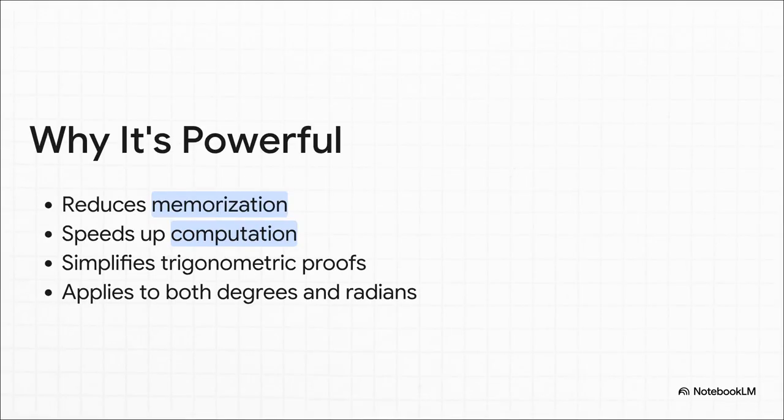So why is this such a game changer? Well, for one, it cuts down on what you need to memorize. If you know the sine of 30, you automatically know the cosine of 60. It makes calculations way faster, and it makes simplifying big, ugly proofs so much more manageable. It's just a more intuitive way to think about how all these functions relate.